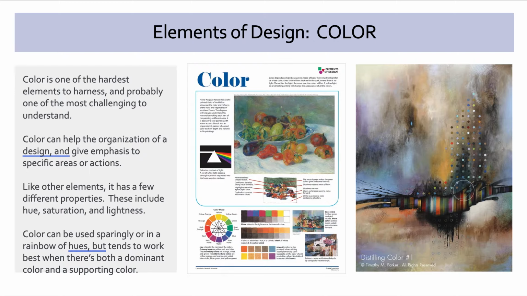We refer to color as hue, saturation, and lightness. So when we talk about the term hue, we are very much talking about the base color. Color can be used sparingly. It can be used dominantly. It can be used in a variety of different arrangements, and that gets into color theory, and we are going to talk about that most definitely.